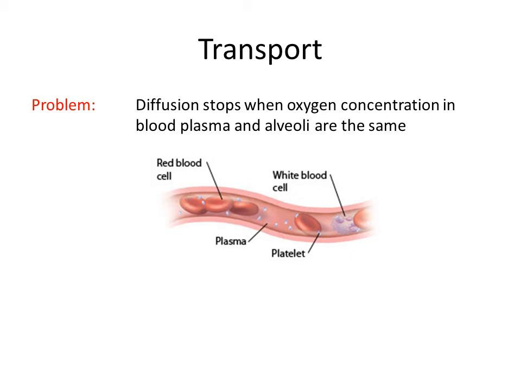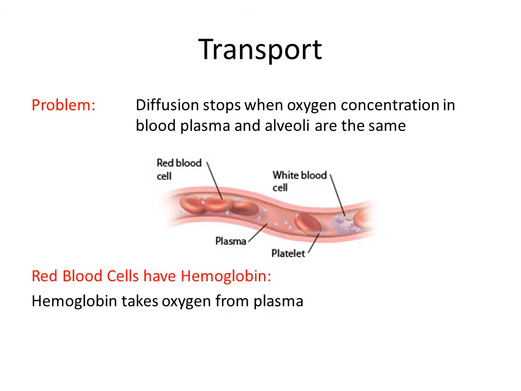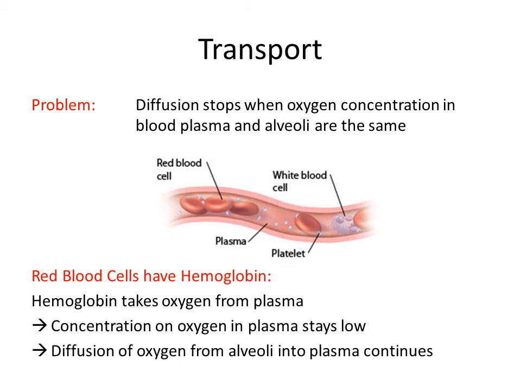This is where the red blood cells come in. Red blood cells have hemoglobin. Hemoglobin takes oxygen from the plasma. This means that the concentration of oxygen in plasma stays low. And if the concentration of oxygen in the plasma stays low, then diffusion of oxygen from alveoli into plasma continues.